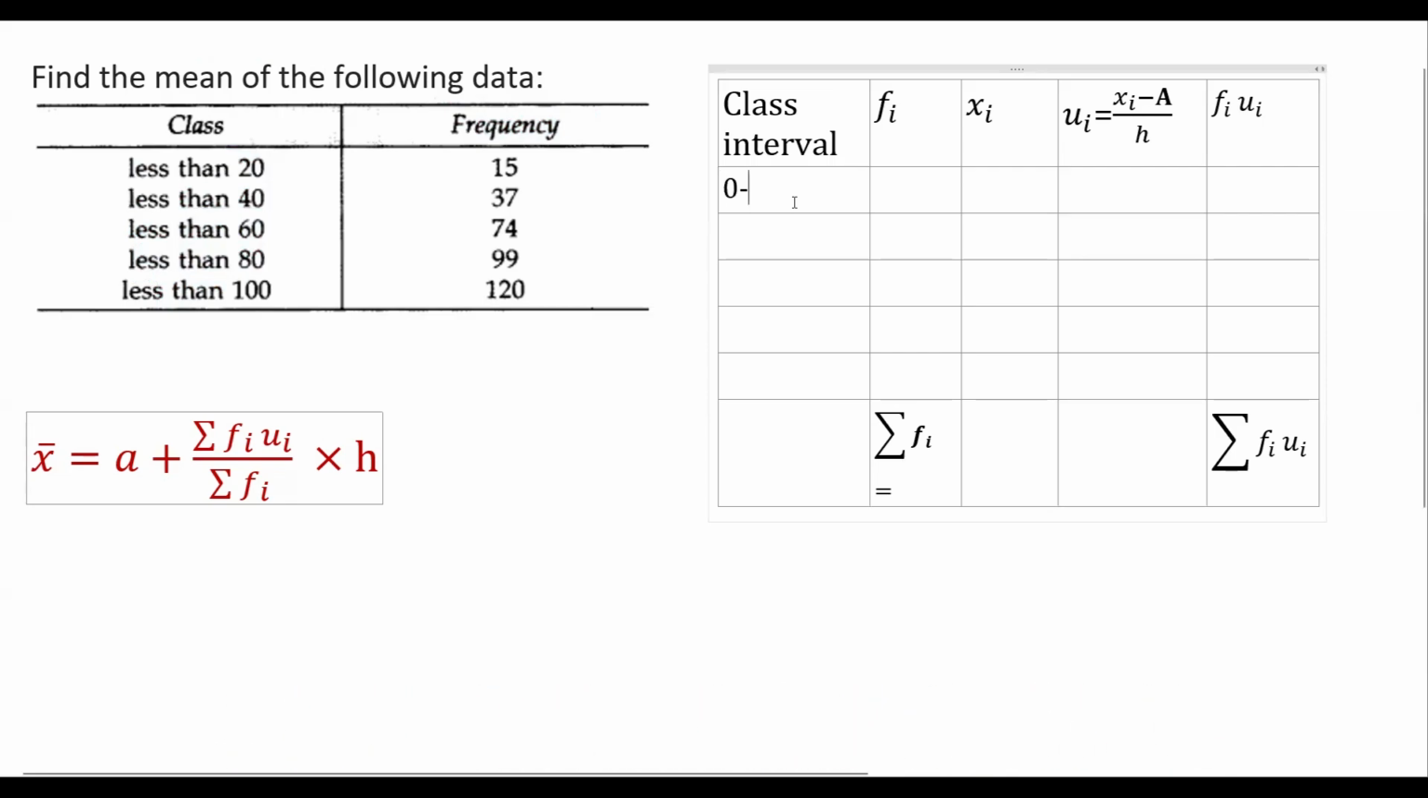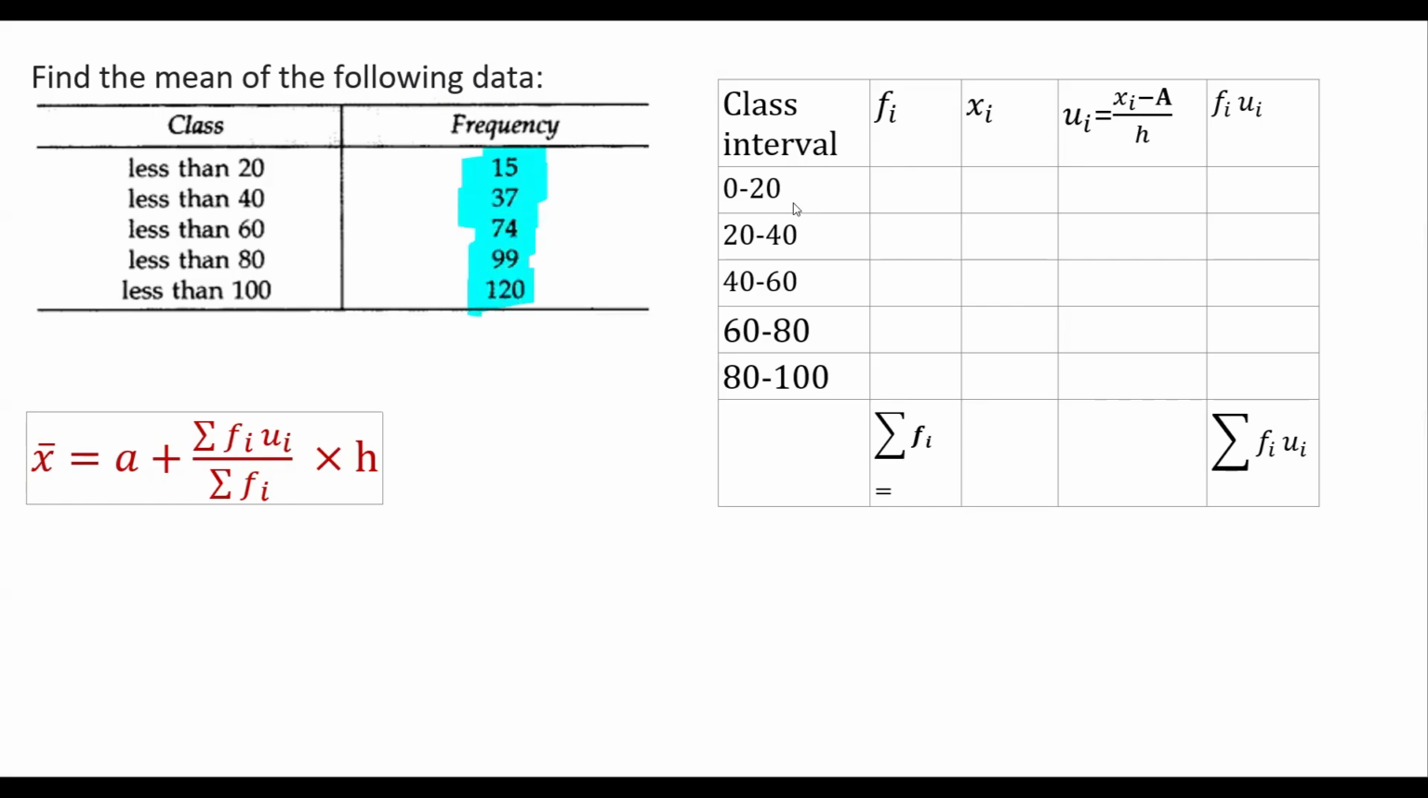The first one is 0 to 20. Next it is 20 to 40. It is 40 to 60, 60 to 80, and it is 80 to 100. Once we are done, then we are going to find the frequency. Make sure you understand this is the cumulative frequency, not the frequency. And for finding the mean, we need frequency and not cumulative frequency.